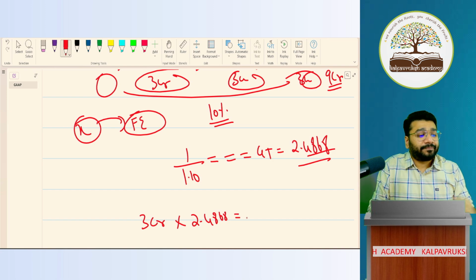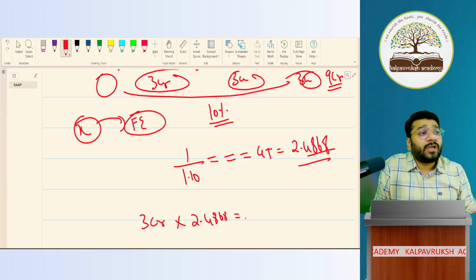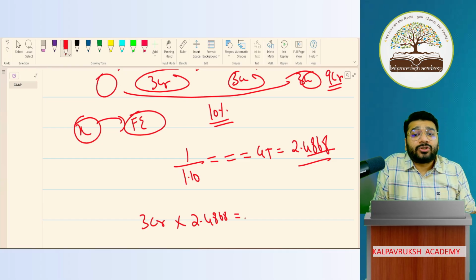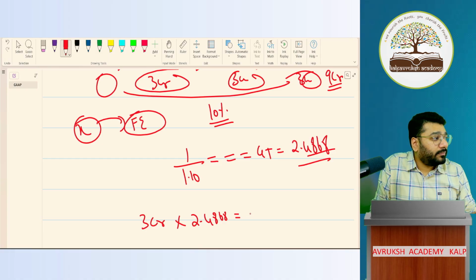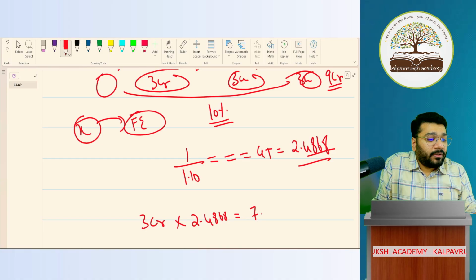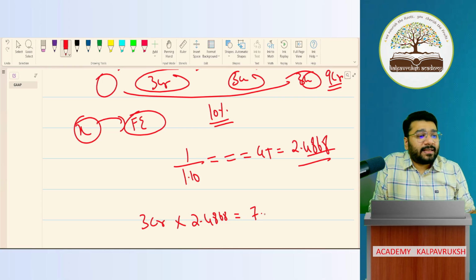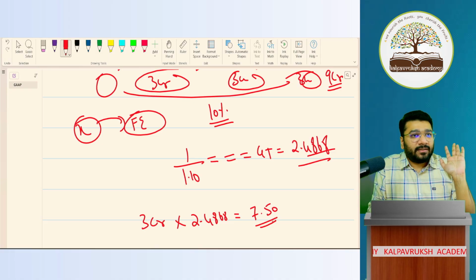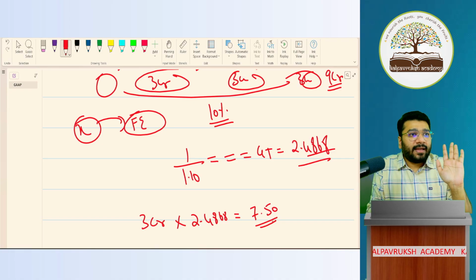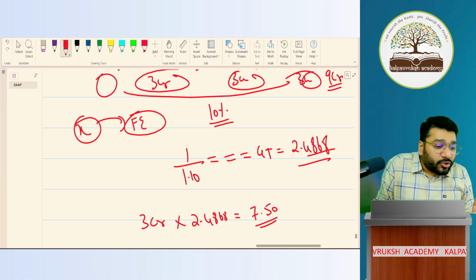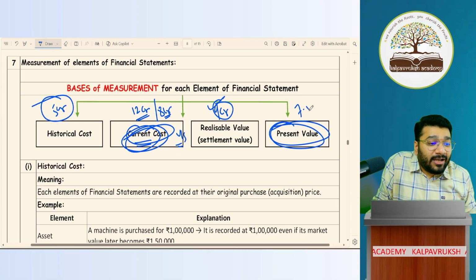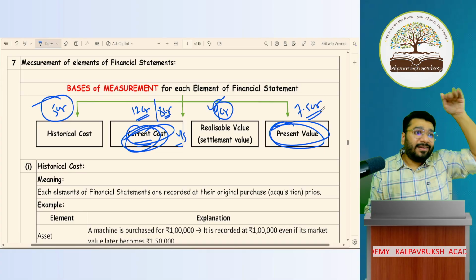How much is it? Multiply and tell me how much. 7 crore 46 lakh. Can I make it 7.50 crore for rounding off? Just for number convenience. You said 7 crore 46 lakh, I'm rounding up to 7 crore 50 lakh. So as per this method, what should the value of the land and building be today? 7.5 crore.